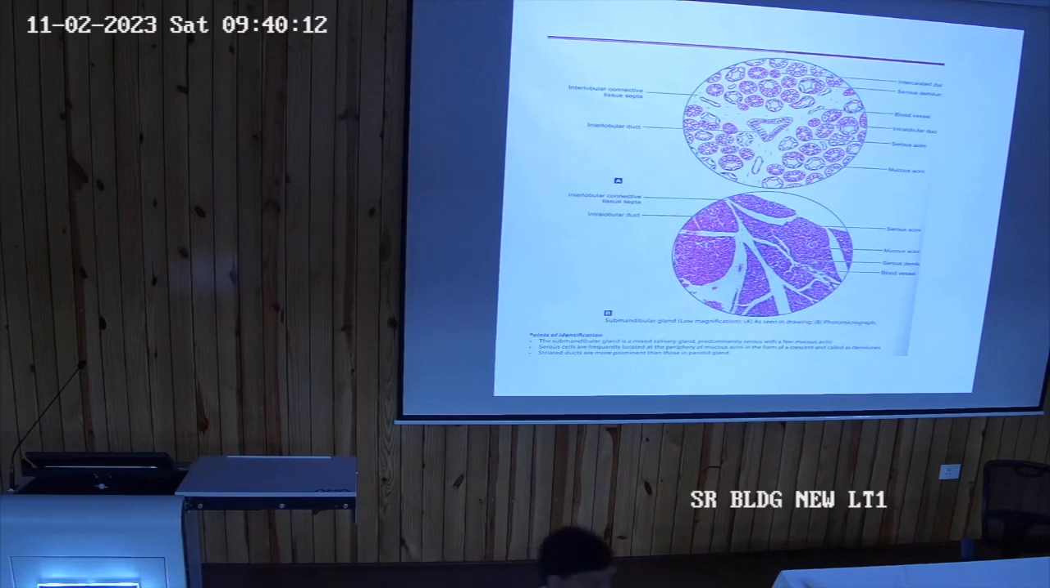D-E-M-I-L-U-N-E, demilune of Giannuzzi, G-I-A-N-N-U-Z-Z-I. You must be clear about this. What is the demilune of Giannuzzi? That is, on the periphery of mucous acini, the serous cells are present. That is called the demilune of Giannuzzi.